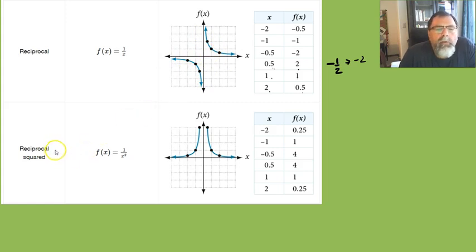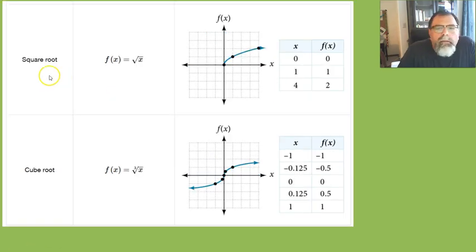And then if you square it, reciprocal squared, you get this shape. Notice the negatives, when you square them, become positive. So it flips over, and it's a little more pronounced curve here, with this going down to 0 quicker. So that's your reciprocal squared. You should know that one.